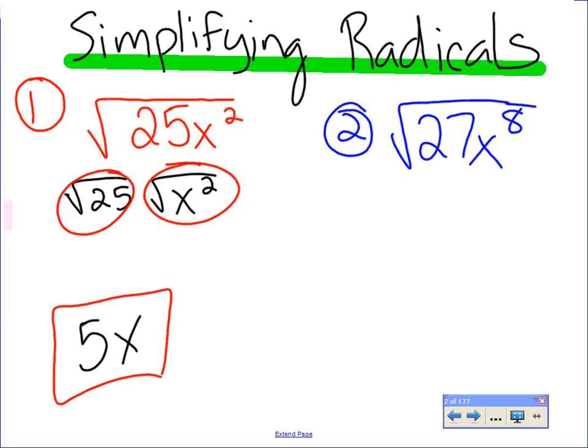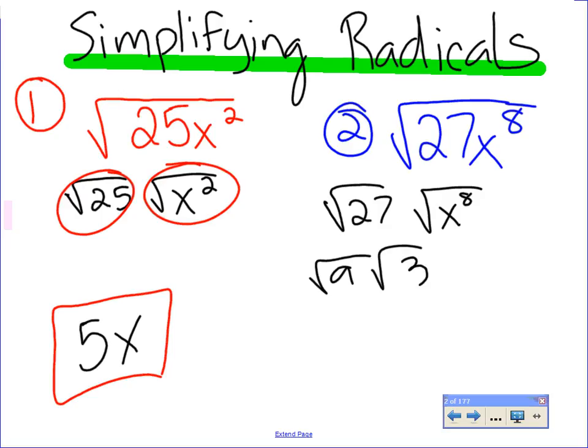Okay, number 2, a little harder. First thing I always had you do if I were to teach this to you is separate them, square root of 27, and then square root of x to the 8th. 27 is not a perfect square, so we need to change this to the product of 2 integers. One of the integers needs to be a perfect square. So what can you change 27 to? Jake? 9 and 3. So if you change 27 to 9 times 3, 9 is a perfect square. Obviously 3 is not, but that's okay.